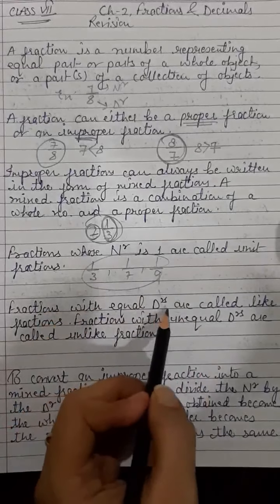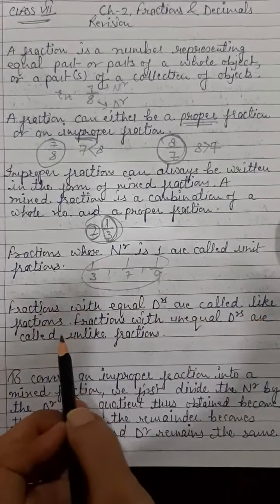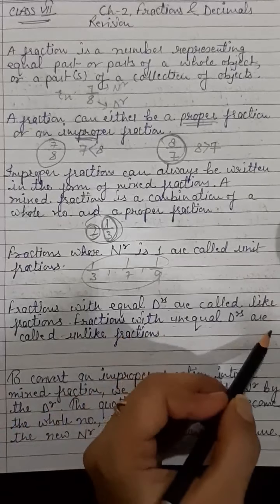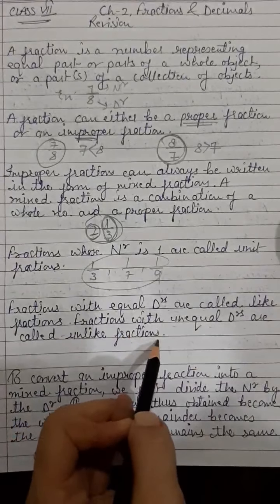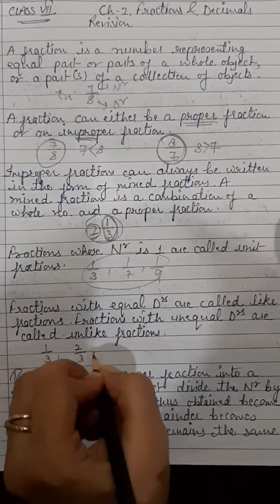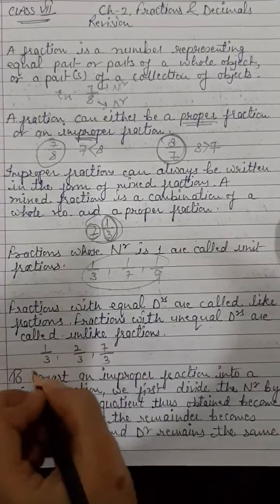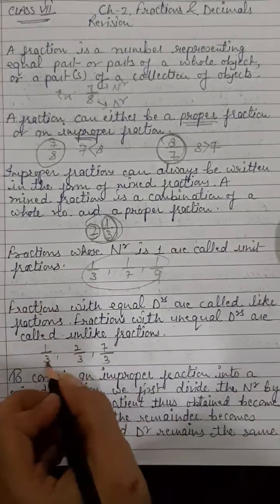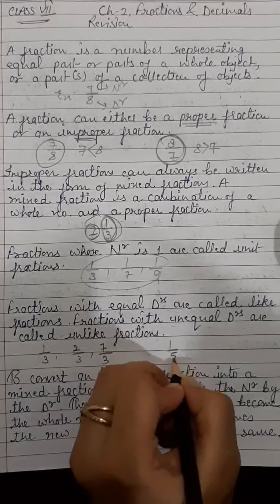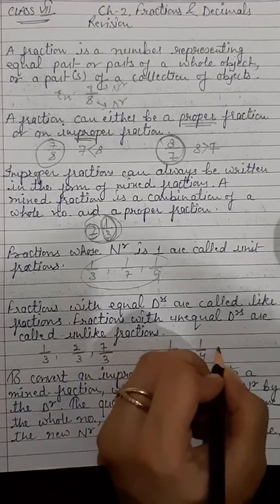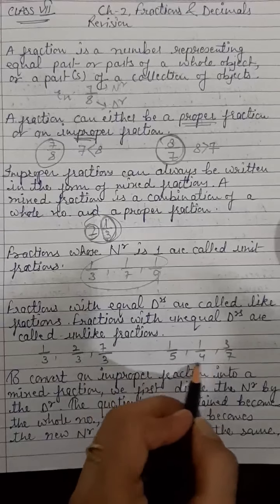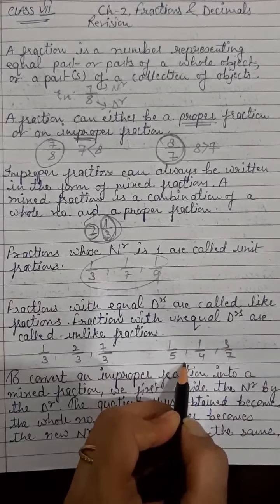Fractions with equal denominators are called like fractions. Fractions with unequal denominators are called unlike fractions. Like 1 upon 3, 2 upon 3, 7 upon 3. These are like fractions. Here denominators are same. While 1 upon 5, 1 upon 4, 3 upon 7, here you can see denominators are different. So these are unlike fractions.